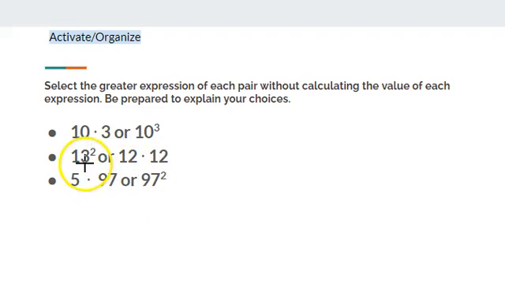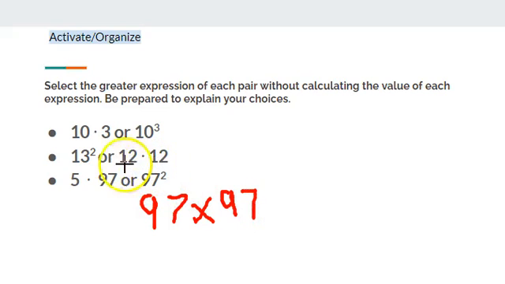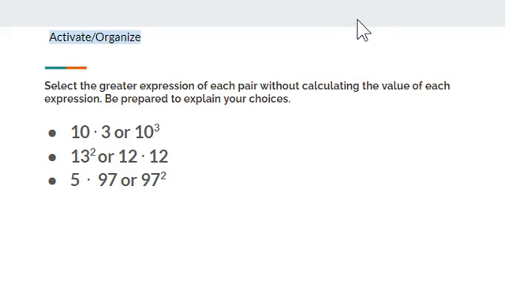Same thing happens here. 13 is bigger than 12, but because it says 13 squared, which is the same as 13 times 13, well, 13 times 13 is going to be more than 12 times 12. And here it should be pretty obvious. This is saying 5 times 97, or adding 97 together 5 times. On the right here, though, you're talking 97 times 97. So you've got to remember that these exponents are repeated multiplication, and they become very important when we're talking about finding area and finding volume.